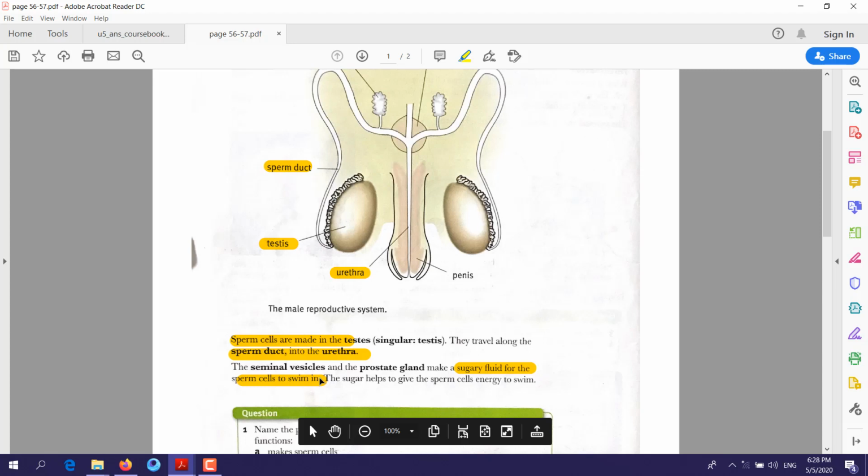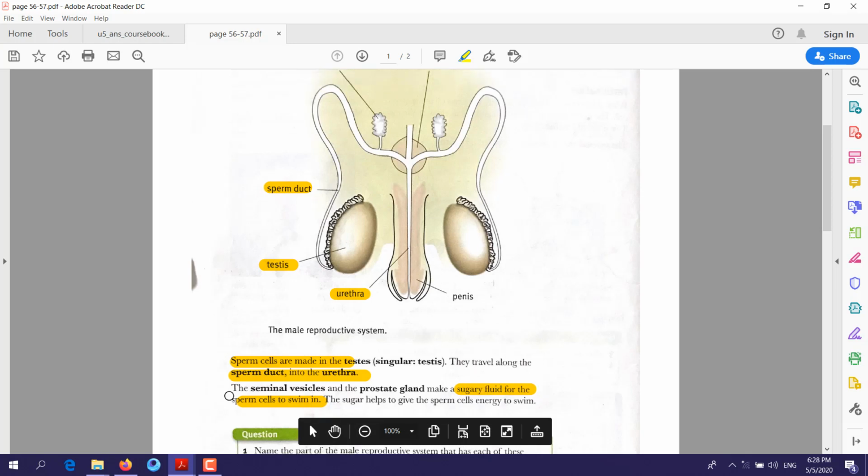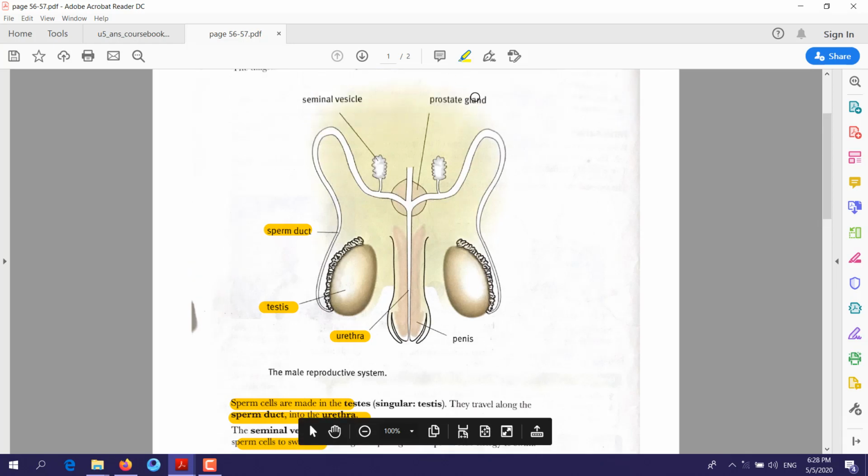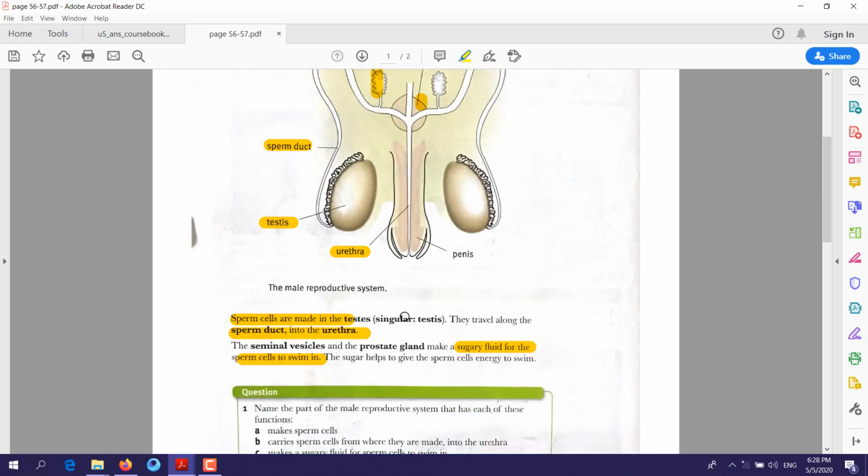If you remember in the previous lesson, when we talked about the sperm cell, we said it has a tail that enables it to swim. But in what will it swim? It will swim in this sugary fluid that is produced by the seminal vesicle and prostate gland. These two parts will produce the sugary fluid for the sperm to swim in.